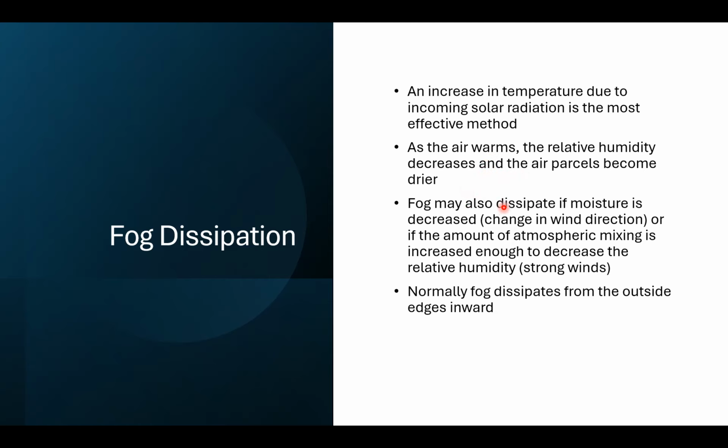Fog may also dissipate if moisture is decreased, for example, if you get a change in wind direction or if the amount of atmospheric mixing is increased enough. So, you get enough wind in the atmosphere. It goes from calm to the wind starting to pick up. That can result in more mixing of the air, and that can be enough to decrease the relative humidity through those stronger winds. That'll get rid of some fog. And then, by the way, fog normally dissipates from the outside edges inward.